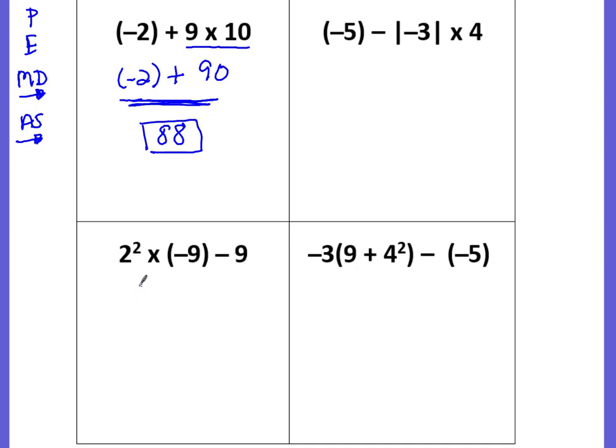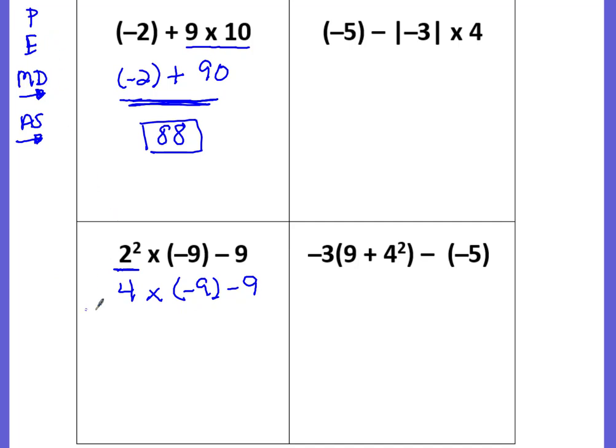Going down, here we go. Any parentheses? There is a parentheses, but is this a grouping symbol? No, this is a, hey, look at me, I'm negative. So no P's. Go down to E for exponent. Do we have exponents? Sure do. 2 squared is 2 times 2, which is 4. Bring down everything else, times -9 minus 9. Okay, we're done with exponents.